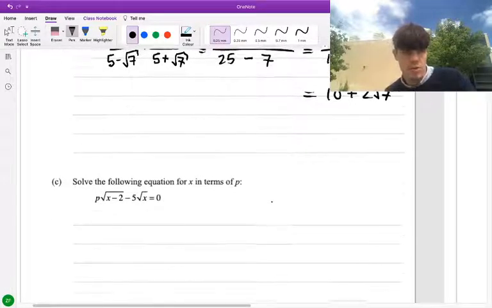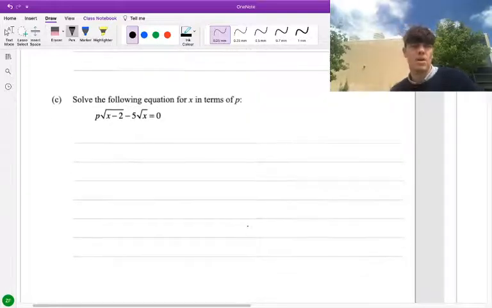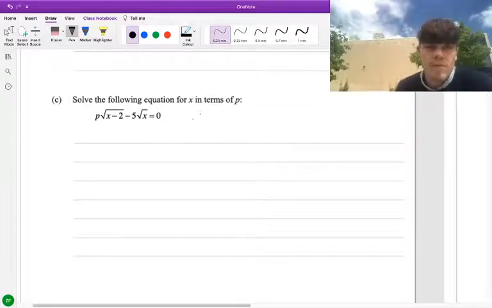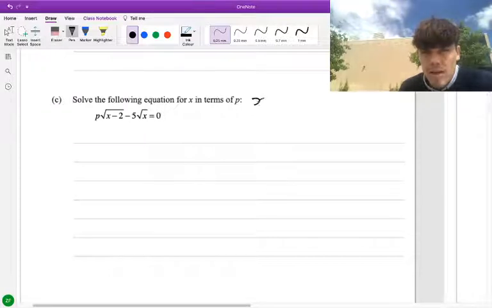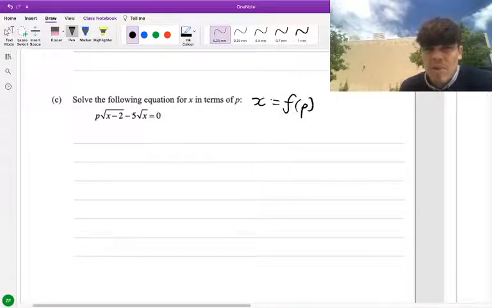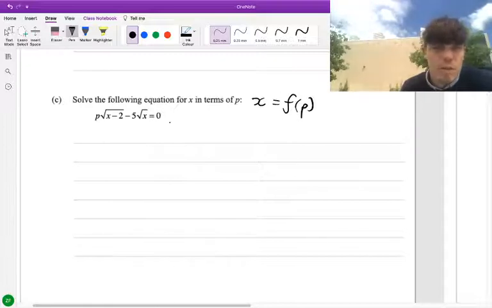Okay, moving on to question C. Solve the following equation for x in terms of p. So I'm going to write this out because this confuses me, so I often write a little note. I'll write x equals some function of p. So we're going to have x by itself on one side, and then an expression with lots of p's jumbled around. So that's the form we're looking for.